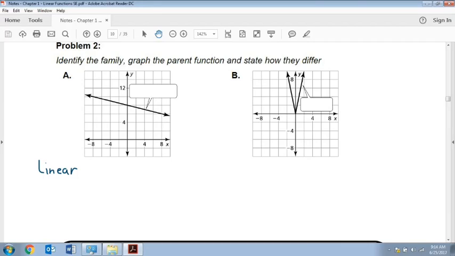Okay. And they want us to graph the parent function. So the parent function of a linear is f of x, or simply y, equals x. So x, y, let's do -2, -1, 0, 1, 2. Well, if x equals y, then all your y values are going to be the same as your x's. So -2, -1, 0, 1, 2. Right? Go up here and plot your points.